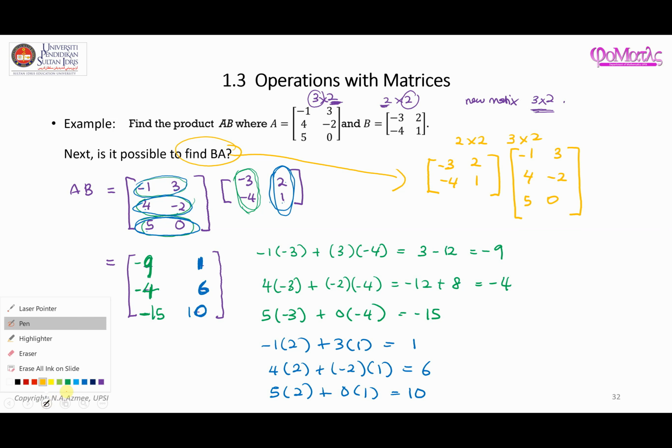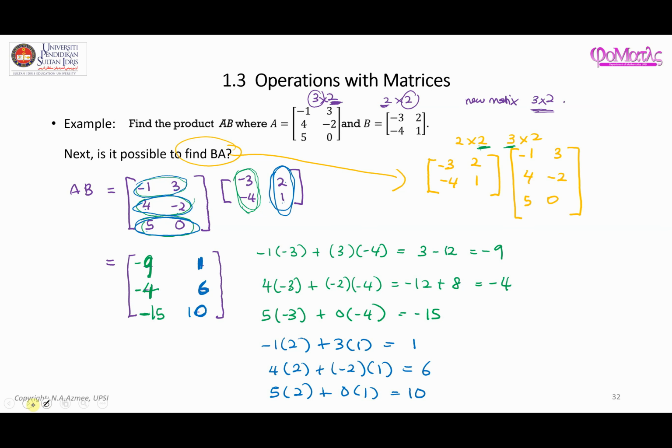Well, notice that these values here are not the same. This is the number of columns, and this is the number of rows for this matrix. Since the values here are not the same, the multiplication process cannot be done for these two matrices. Right, so it is not possible to find the result for B times A.